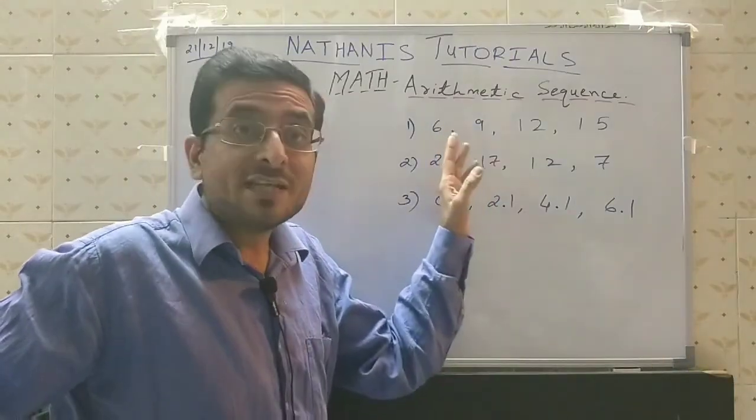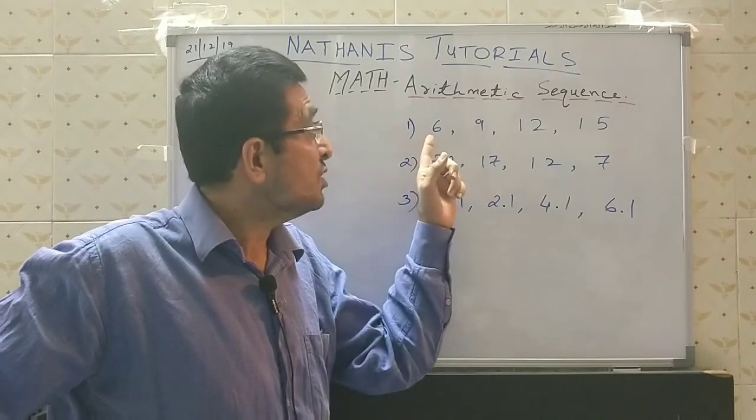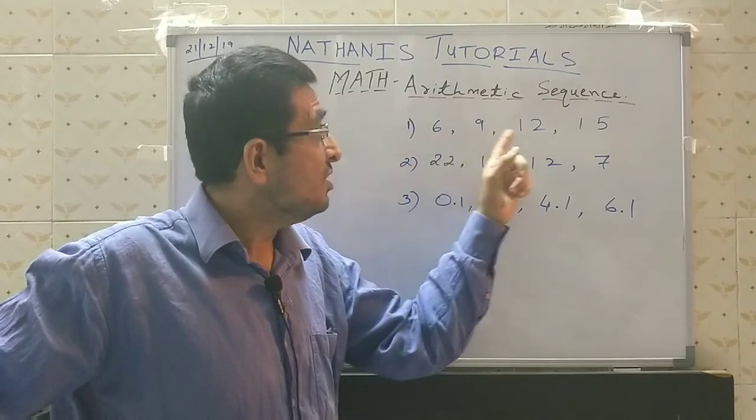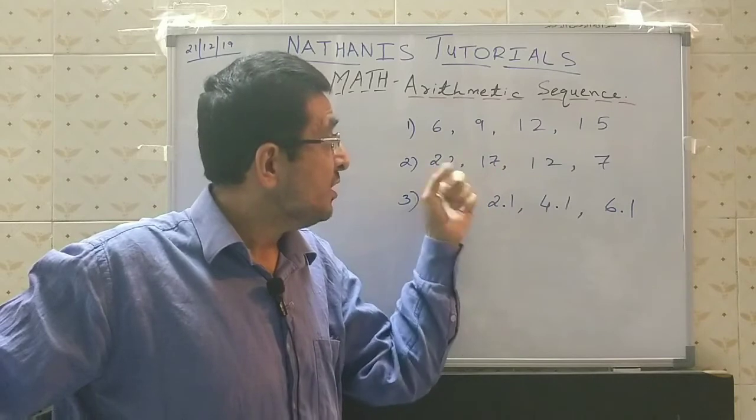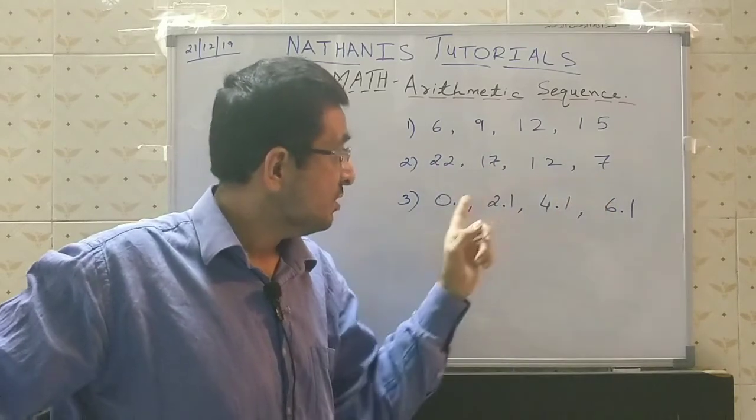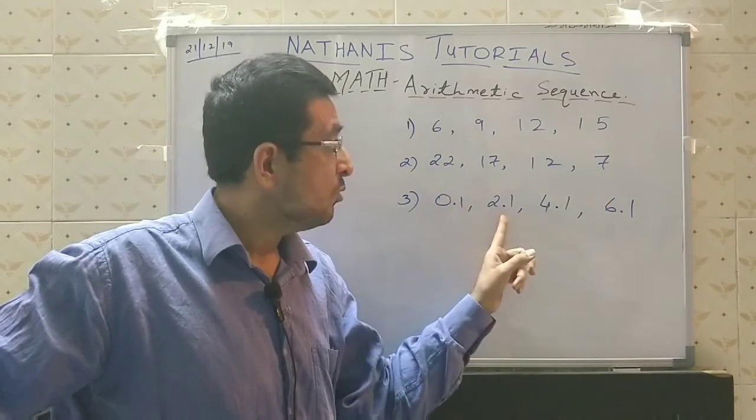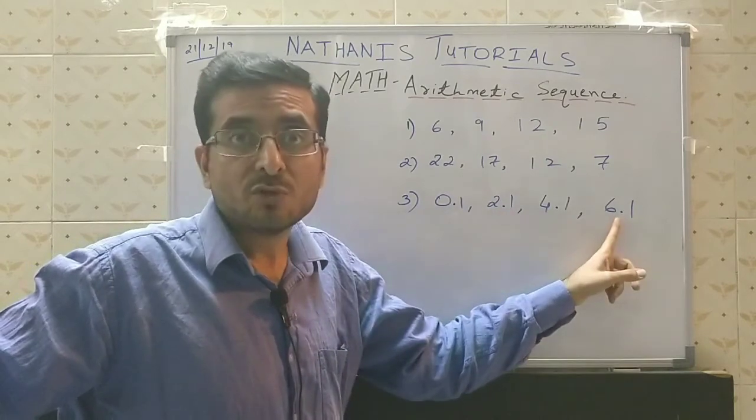I have listed some examples for you all to practice. The first one is 6, 9, 12, 15; then 22, 17, 12, 7; then 0.1, 2.1, 4.1 and 6.1.